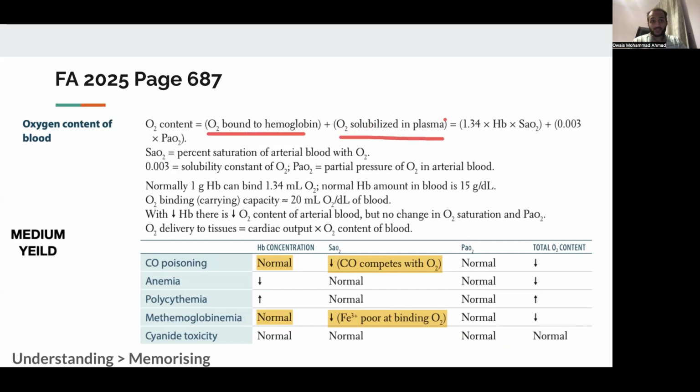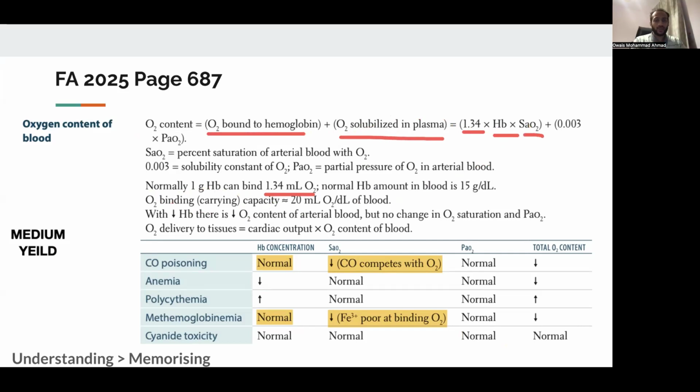O2 bound to hemoglobin is 1.34, and why 1.34? It's very important, times the hemoglobin concentration. 1.34 is going to be here because normally 1 gram of hemoglobin can bind to 1.34 ml of O2. So your hemoglobin is directly proportional to 1.34, as that's the constant that it can bind to. 1 gram can bind to 1.34 ml of O2.